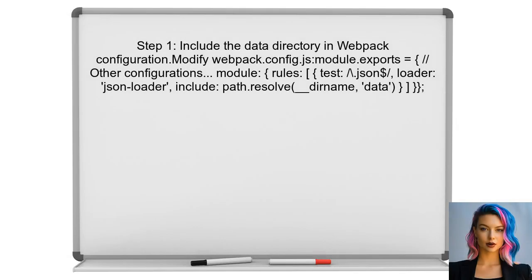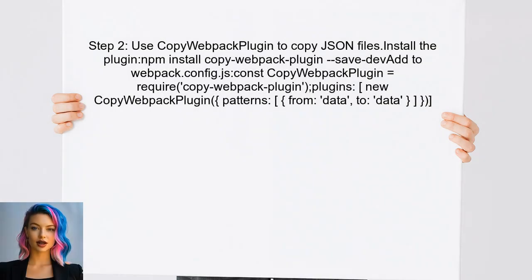To manage JSON configuration files in an Electron and Webpack application, the user should first ensure that the data directory is included in the Webpack build process. This can be done by modifying the Webpack configuration file. Next, the user should ensure that the JSON files are being copied to the output directory during the build process. This can be achieved by using the Copy Webpack plugin.